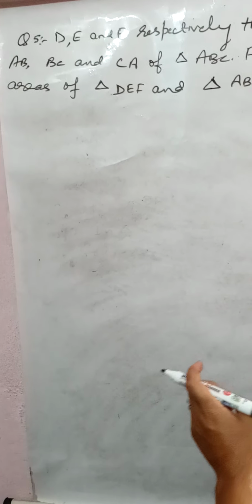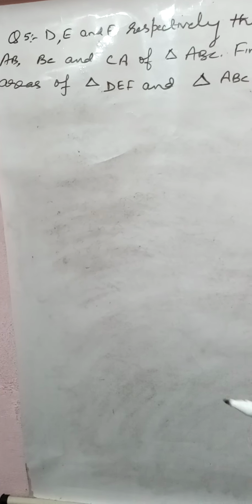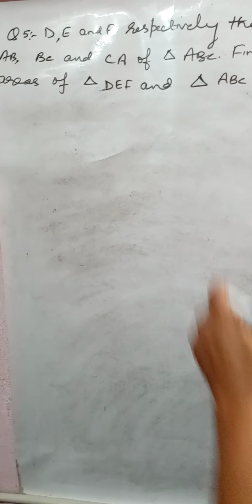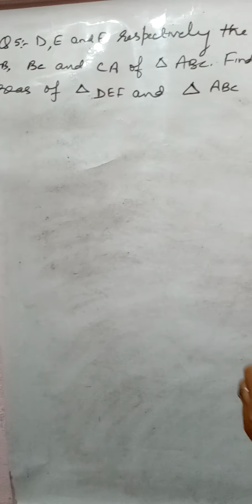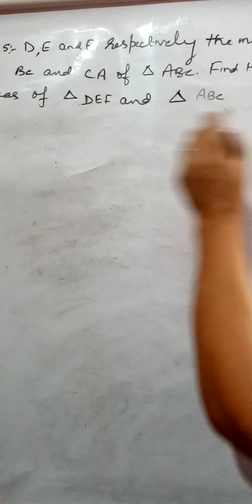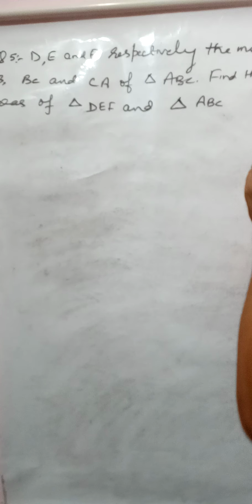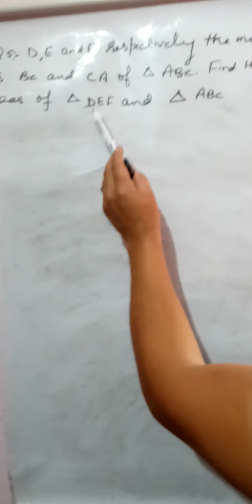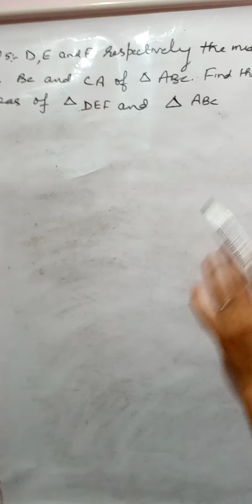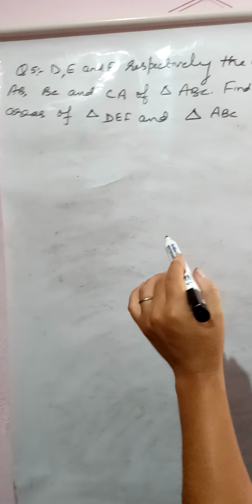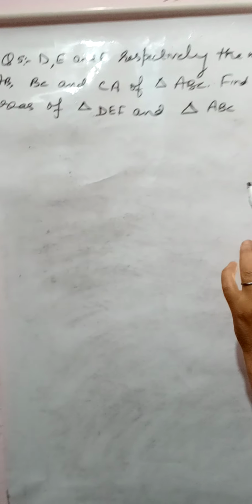Hello students, today we will start from the fourth question of exercise 6.4. D, E and F are respectively the midpoints of the sides AB, BC and CA of triangle ABC. Find the ratio of the areas of triangle DEF and ABC. We are given a condition: D, E and F are the three midpoints of the sides AB, BC and CA of triangle ABC.